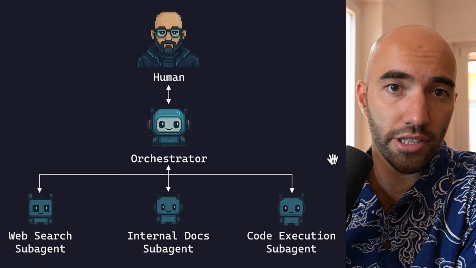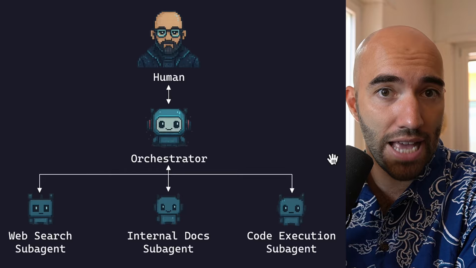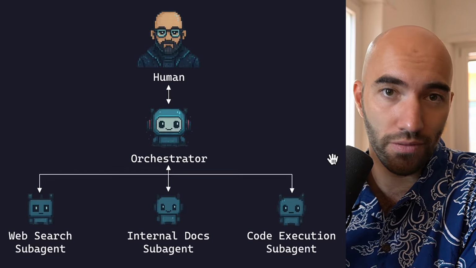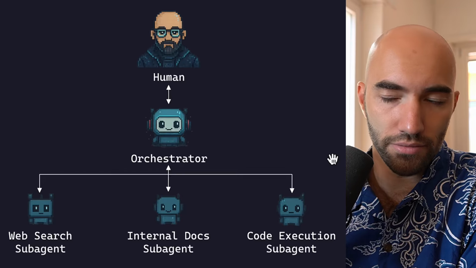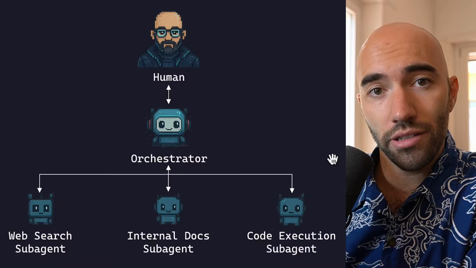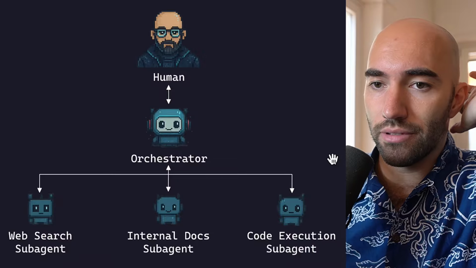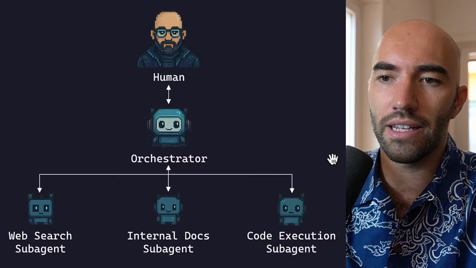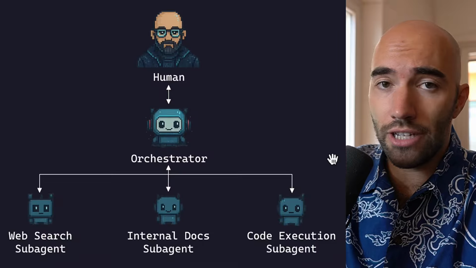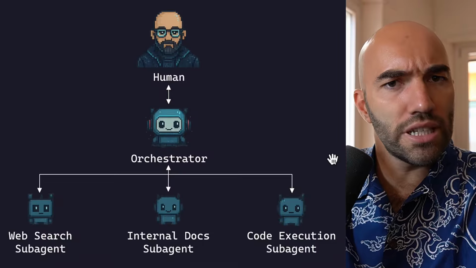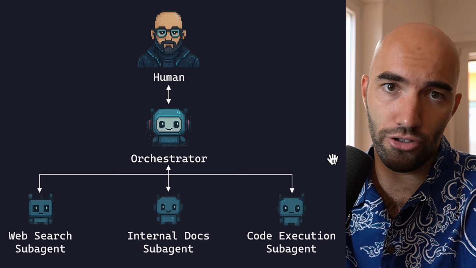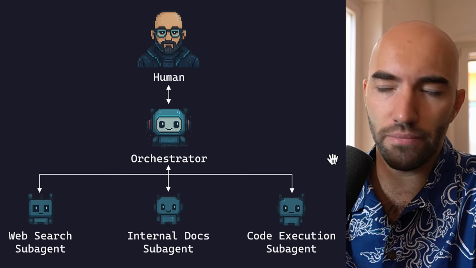We have the web search subagent, which you might have guessed is doing a web search for us. It has access to a web search tool. Then we have the internal docs subagent. This is almost like a RAG agent, and I will talk a little more about that soon. And then we also have the code execution agent, which I'm mostly restricting to doing calculations for us in this example. So let's go ahead and start looking at how we would build those in Agents SDK.